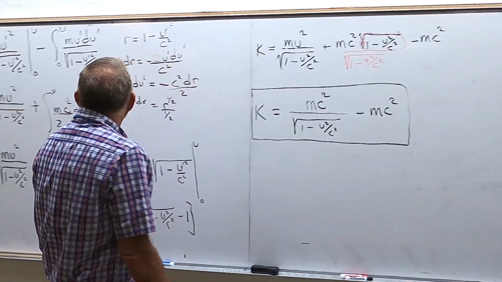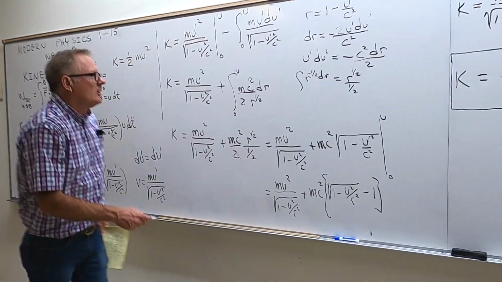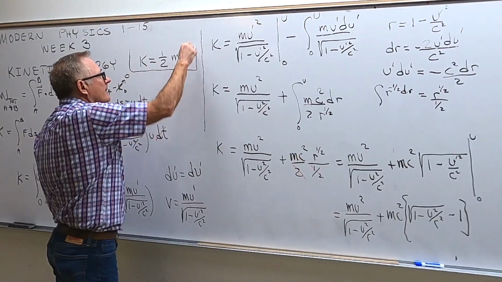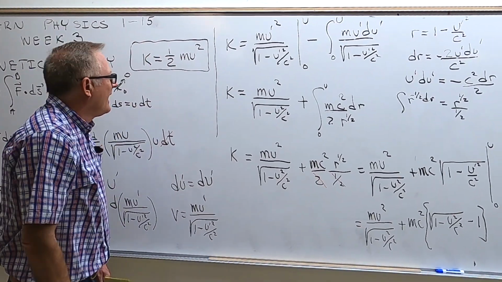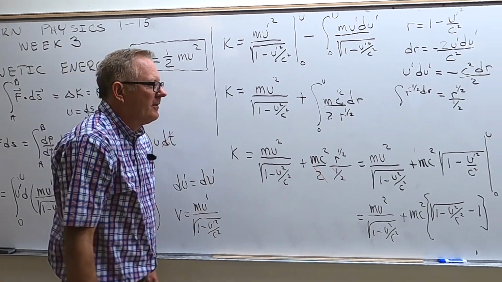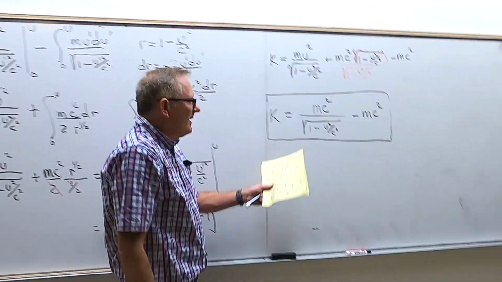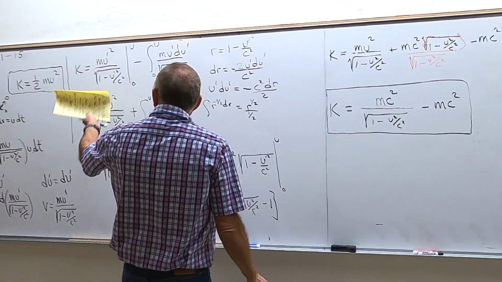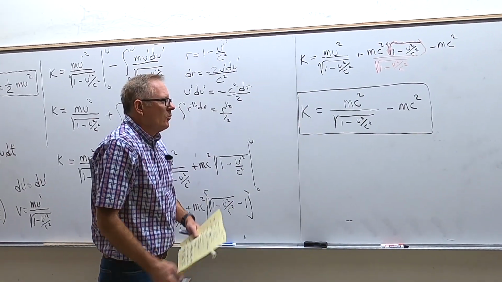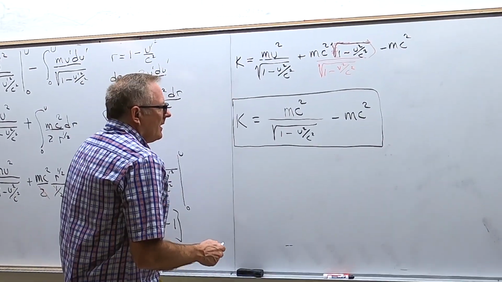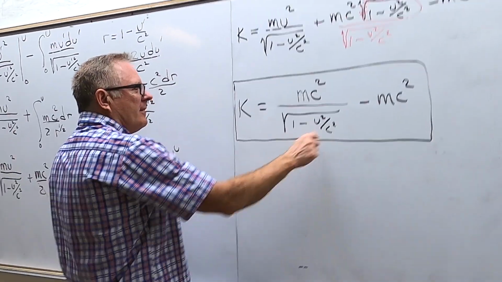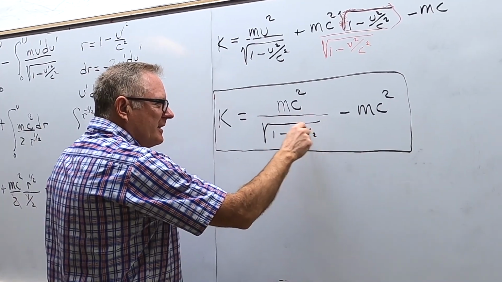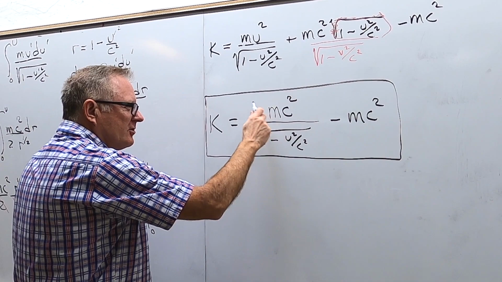Now, you notice our old equation was this. That was our old equation, 1/2 mv squared, 1/2 mu squared. If you go slow, does this term equal that term? It better. Well, remember, if you're going slow, this is a very small quantity right here.